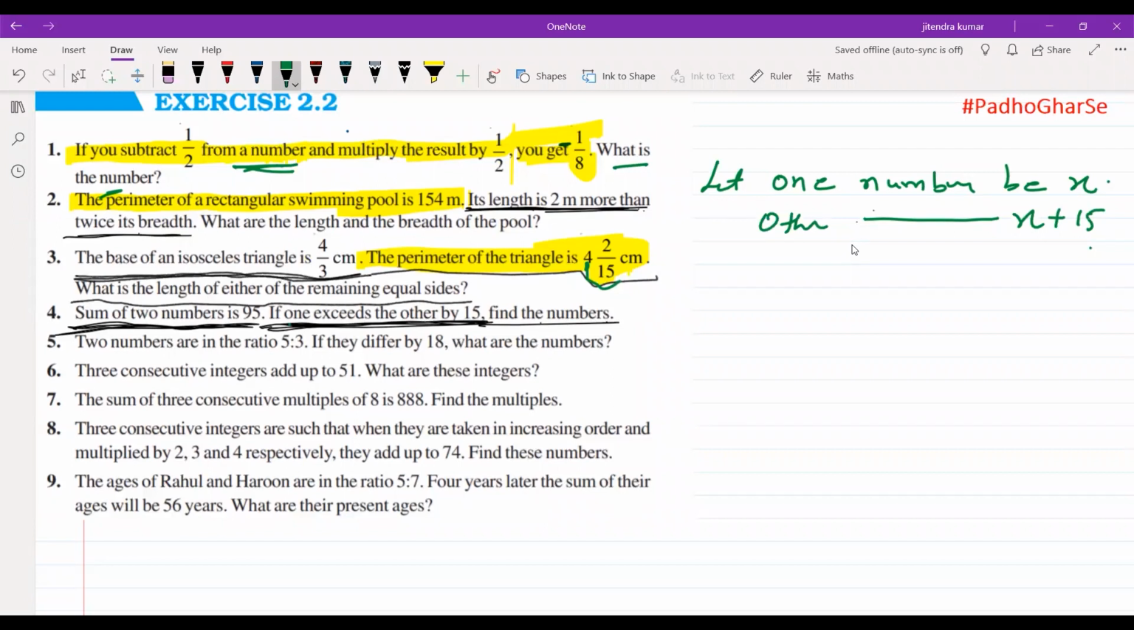So we now have both numbers: one is x, another is x plus 15, and the sum of the two numbers is 95. So if we add these two, x plus x plus 15, that should be equal to 95. So this is the linear equation. Just solve the linear equation and find x.